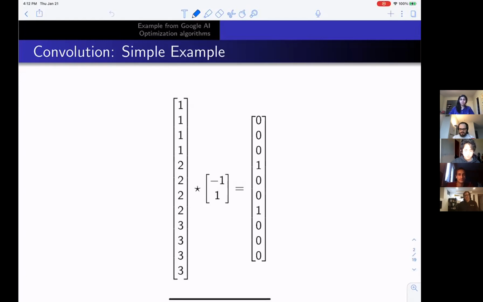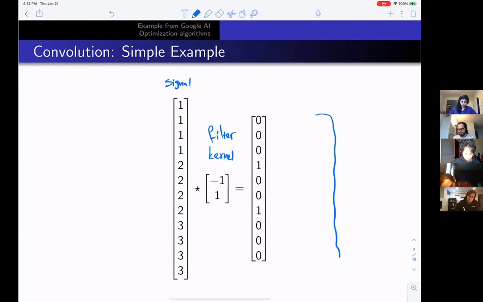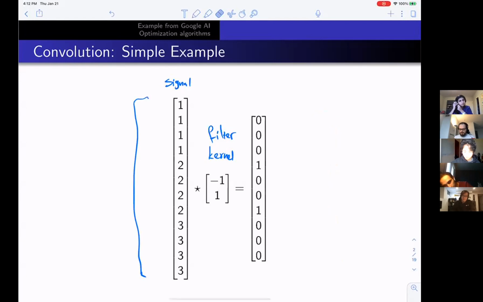So here you can see an example of a convolution between a certain kernel, which is -1, 1, or a filter, there are different names for this, and a certain input signal. Once you convolve a signal with a filter, it becomes slightly shorter, so the length of the output is smaller than the length of the input. Now, what does a convolution do? It's something very simple. You take a patch of length 2, and you do an inner product with the filter.